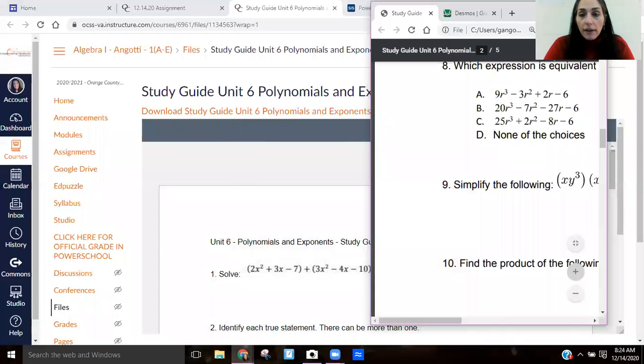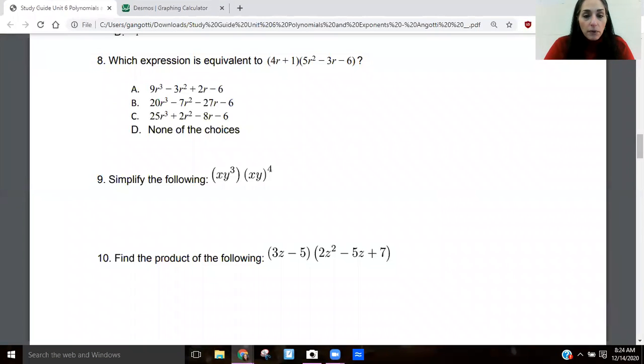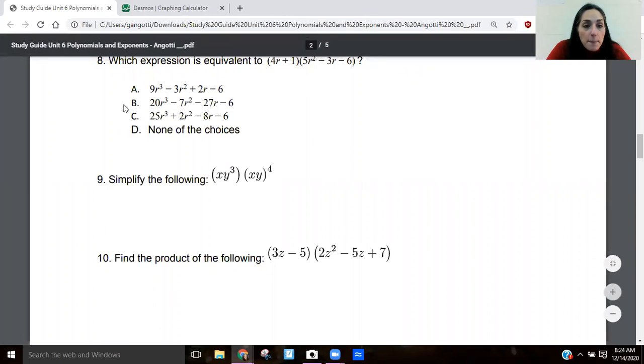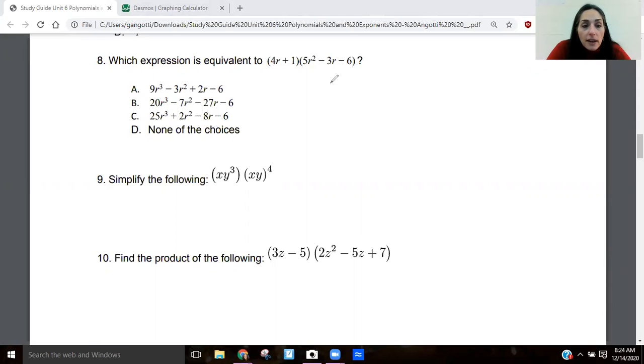Okay, all right, and that was actually number 8, not number 2. That was actually number 8. Okay, so it looks like the correct answer to that was B. Make sure that you recognize that B is the correct answer.